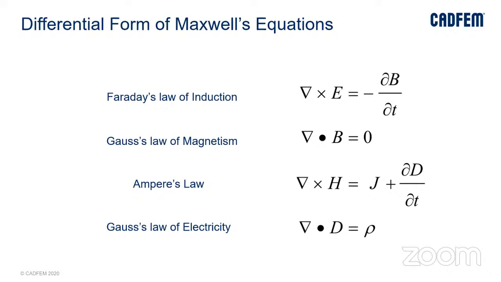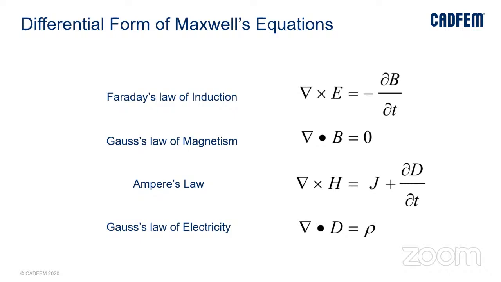There is no monopole in magnetism, so the field always forms a closed loop. There is no starting and no ending for it. So the net flux flowing through a closed, enclosed surface is zero. That's what Gauss's law for magnetism states.